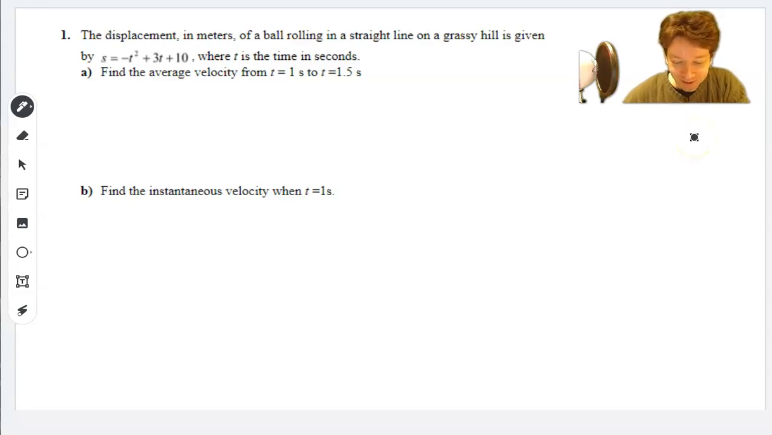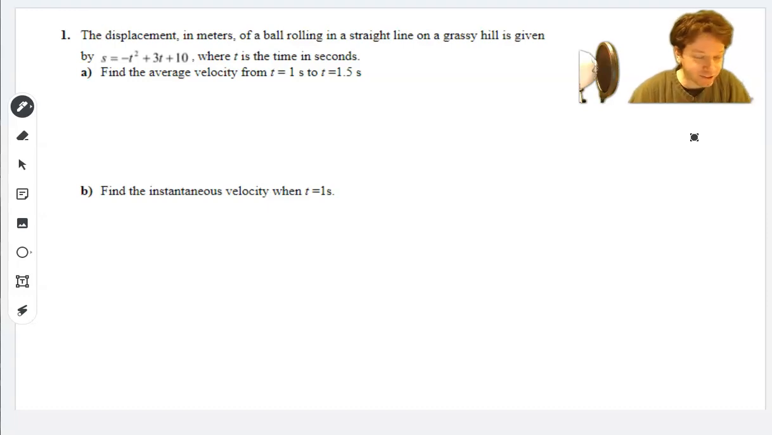Okay, so our chapter 1 quiz. First question, it's more of an application question, says the displacement in meters of a ball rolling in a straight line on a grassy hill is given by, okay, so here we have a function of s for displacement and t, where t is time in seconds. First it says find the average velocity over this interval.